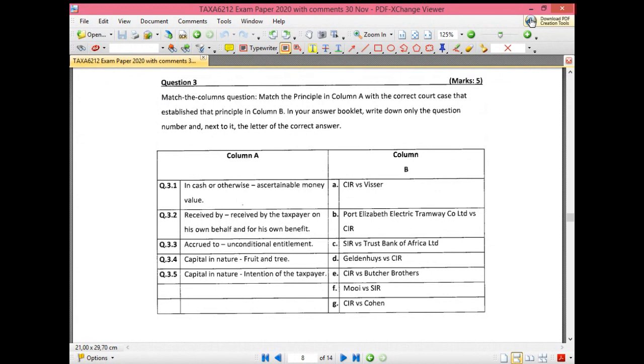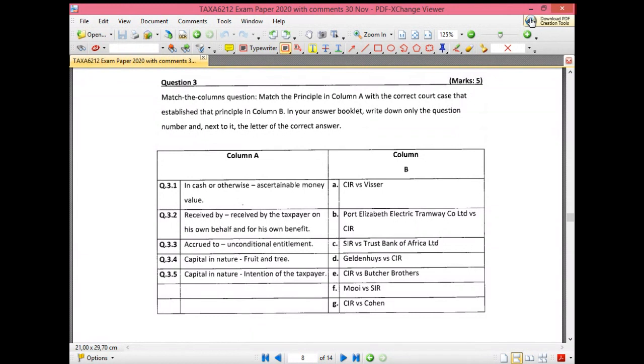Okay, now what is important is that you start with the ones you know, and then once you figure those ones out, the ones you're unsure about, the number of items that you still have left over is then less, so you can start and figure it out. Okay, so the first one was in cash or otherwise, so it needs to have an ascertainable value.